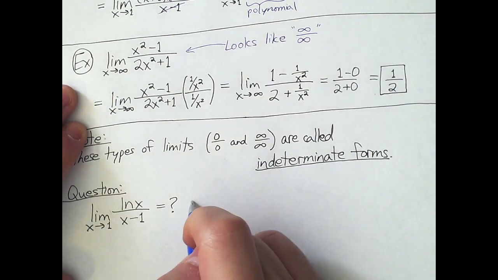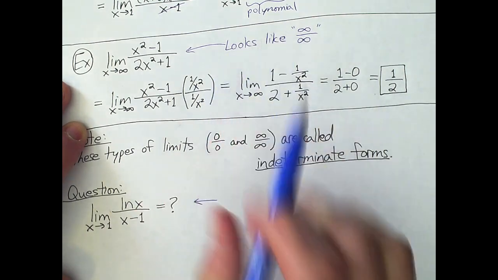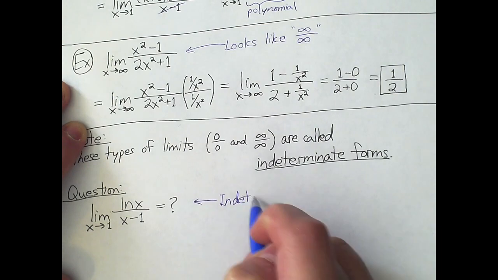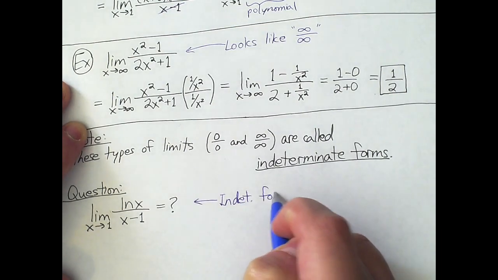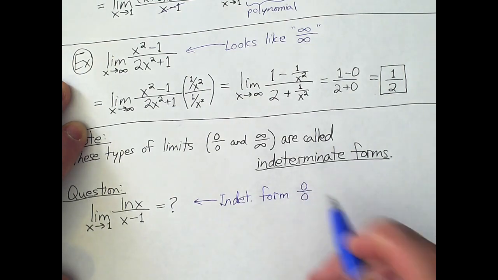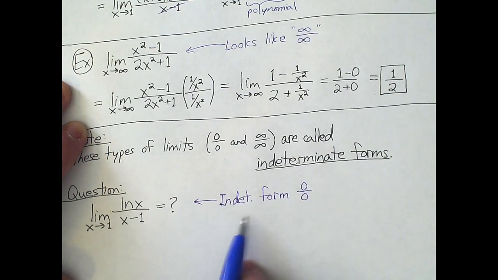So instead of using the phrase looks like, I'm going to say this is an indeterminate form of the type 0 over 0. Okay, instead of saying looks like, we use the phrase indeterminate form.